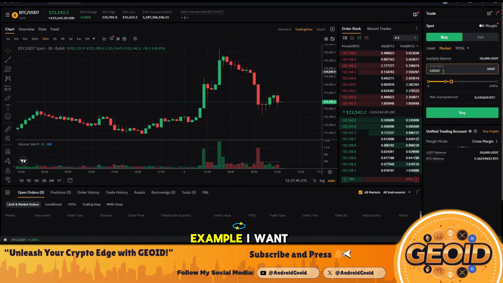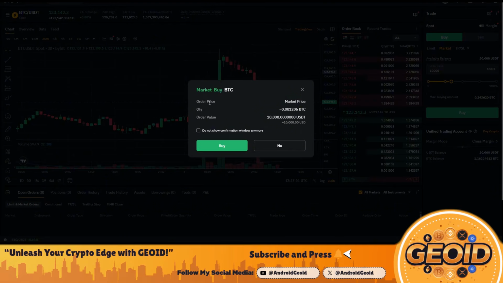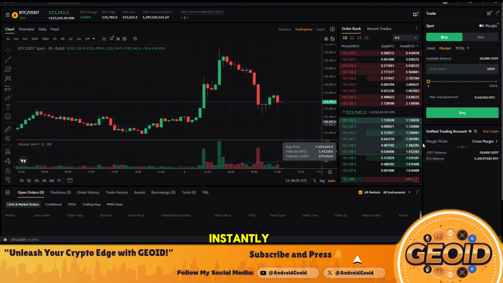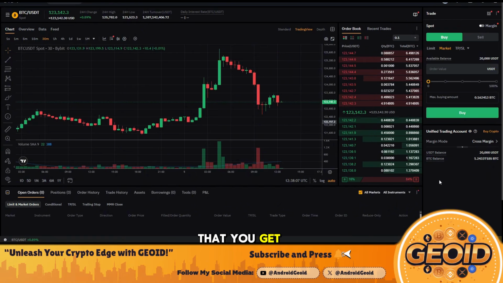Let's say for example I want to buy 10,000 USDT worth of Bitcoin, then I will simply enter the amount, that is the order value, and simply click on buy, and it will show me a confirmation that it will be market executing at the best available price. And when I click on buy, it was filled instantly, which is something really cool that you get in a market order, that your order is instantly filled in seconds. You don't need to wait. So that is the benefit you get in market order execution.